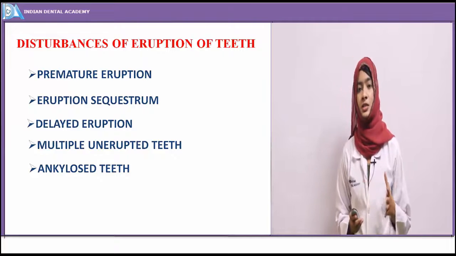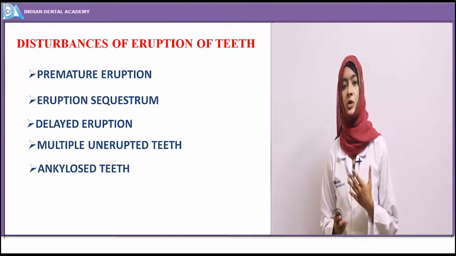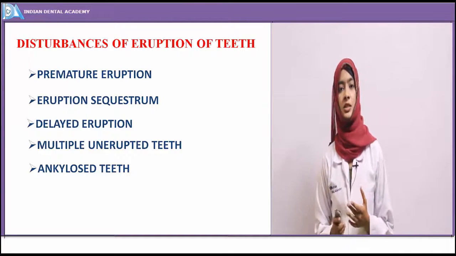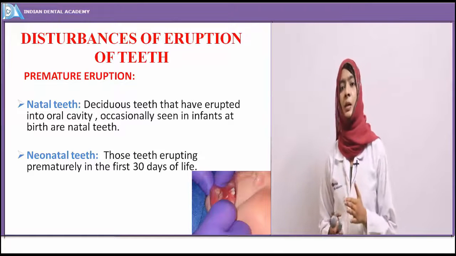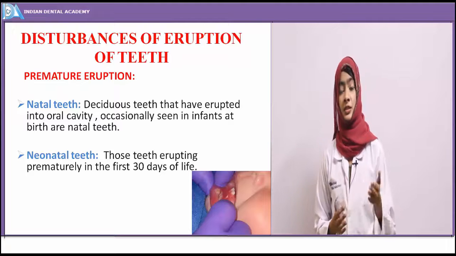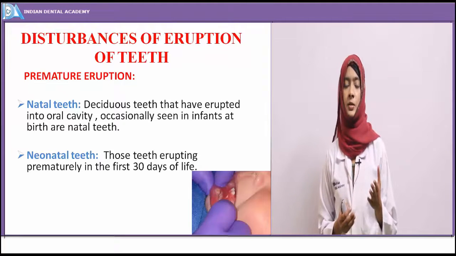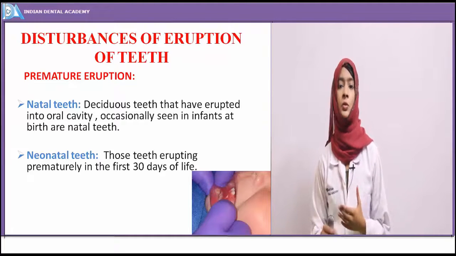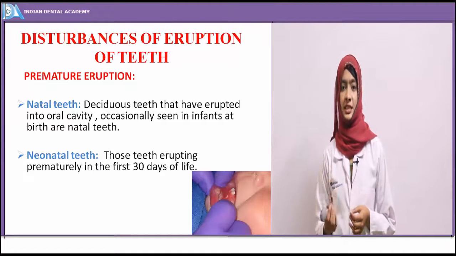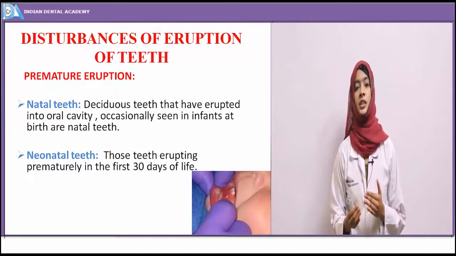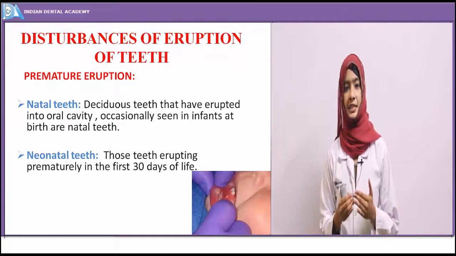So what are the disturbances in the eruption? We encounter premature eruption. Premature eruption may be seen in deciduous as well as in permanent dentition. Premature eruption of deciduous dentition: when the infant is born, a few infants show the presence of deciduous teeth at the time of birth. They are called natal teeth.